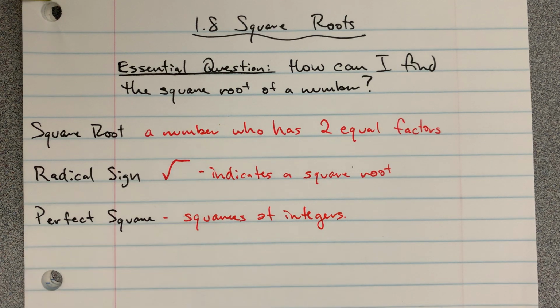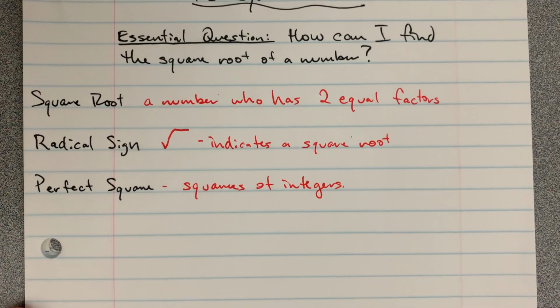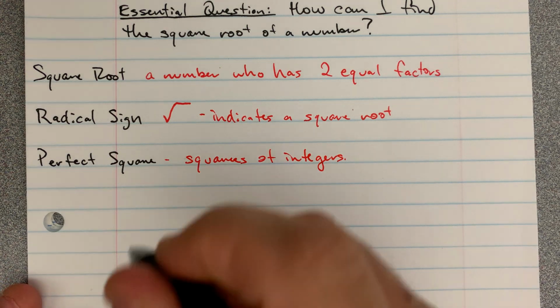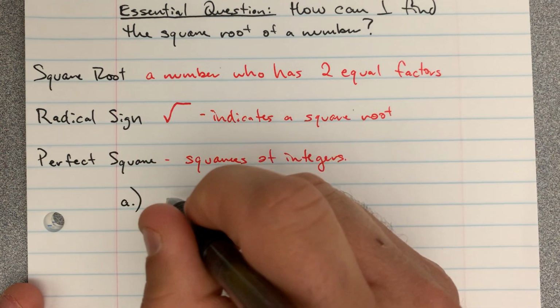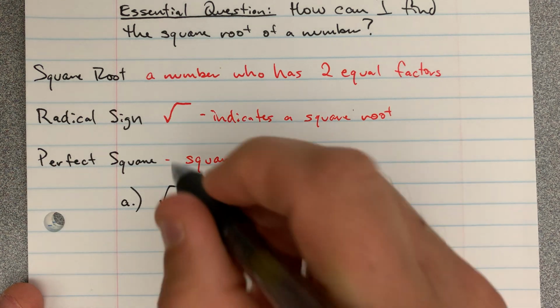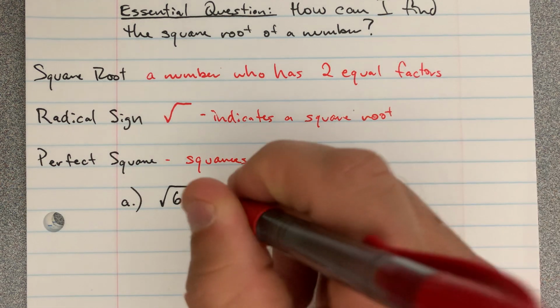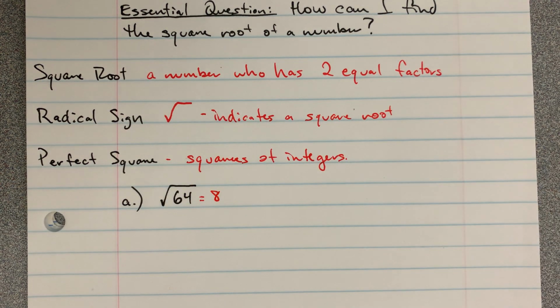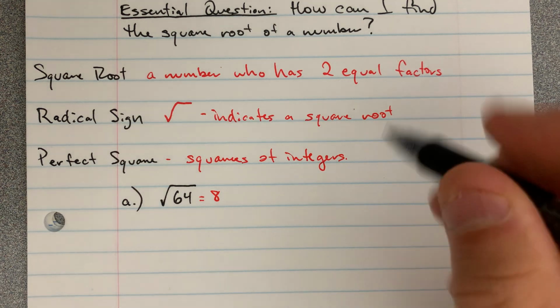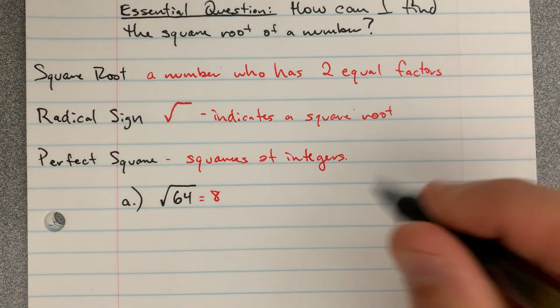All right. So what's going to happen is you're going to be given an example like this. They'll have a radical sign and they'll put a number inside of it, 64. So we're asking what number multiplied by itself equals 64? Well, hopefully you know that answer is 8, because 8 times 8 equals 64. So the square root of 64 is 8. It looks like that sometimes.